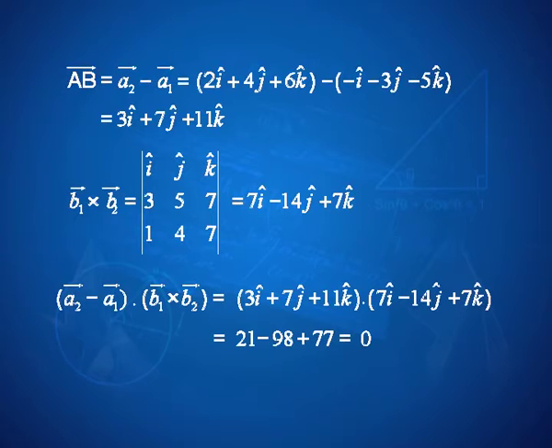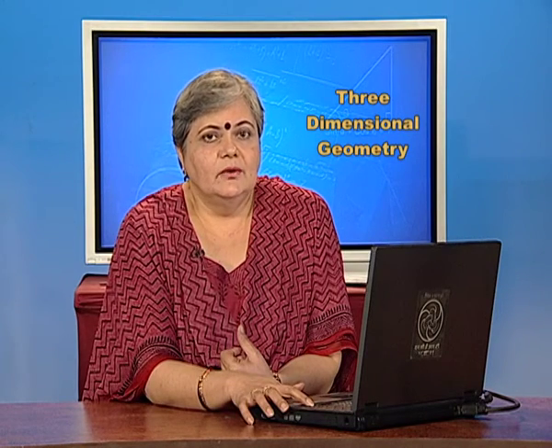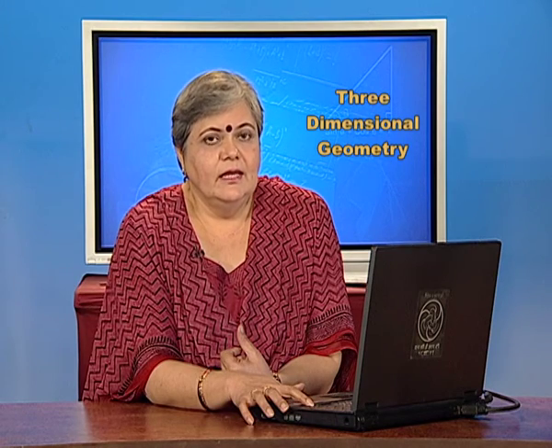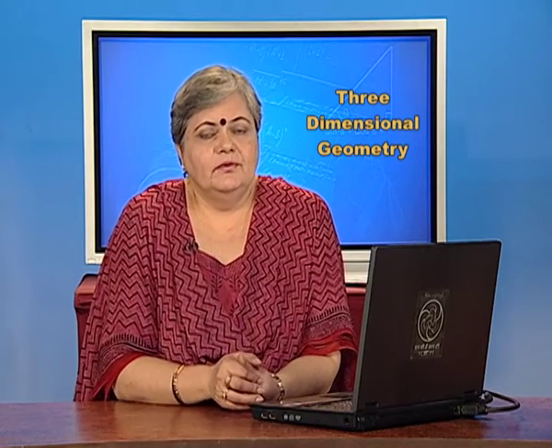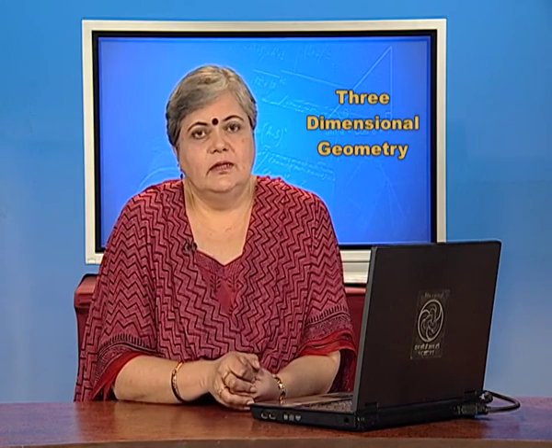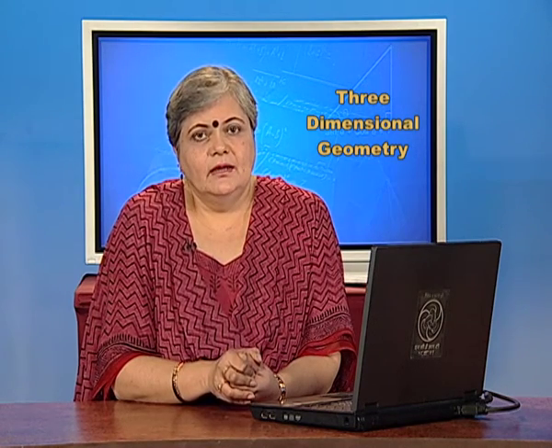What do we have to do now? Verify that AB is perpendicular to b1 cross b2. So, find the dot product, and as you can see here, the dot product turns out to be 0. That implies that the lines are coplanar. But how do we find now the equation of the plane containing these lines? Remember that to form the equation of the plane, the two things that you need the most, one of them is the normal to the required plane.